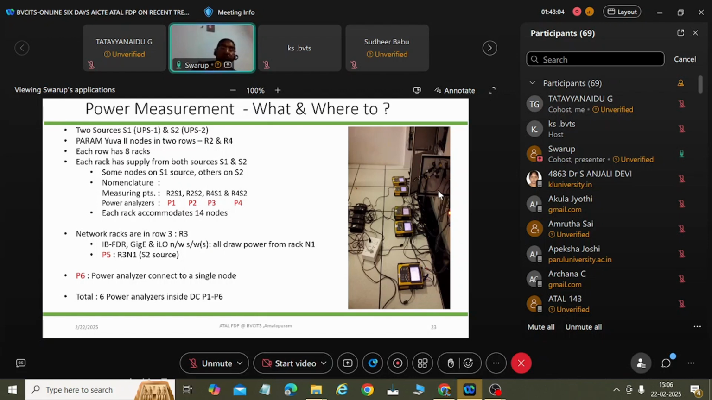I need to know power losses, and I should also know the consumption of each particular node. I should know the consumption of the overall row and the rack. So these are the readings. I should take it based on the 50 heads. That is, I am taking around, say, 12,800 readings per second.